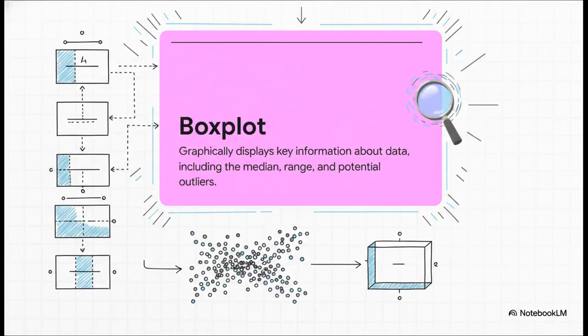And finally, let's look at one of the most information-packed charts out there, the box plot. Now, I know it might look a little weird at first, but it is a fantastically efficient way to see a dataset's entire story in just one glance. It shows you the middle value, how spread out everything is, and it even points out the oddballs, the outliers, all in one tiny, compact graphic.